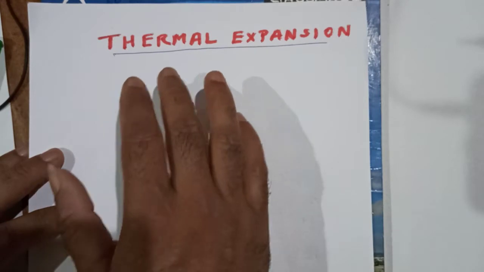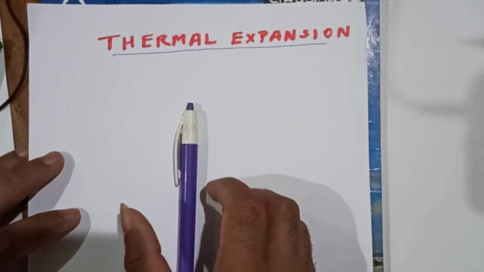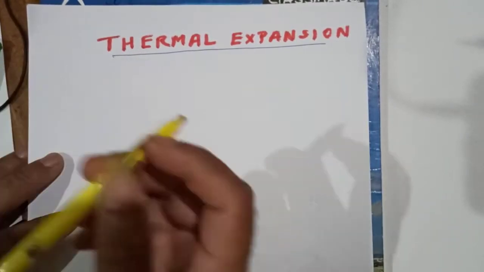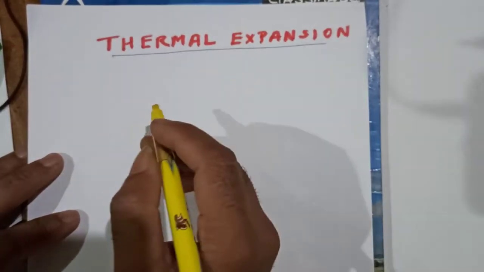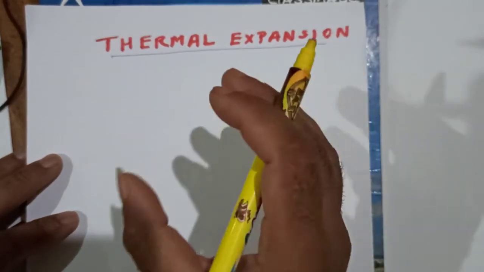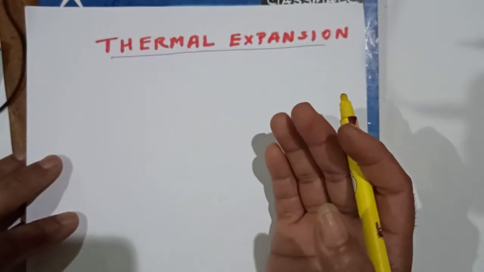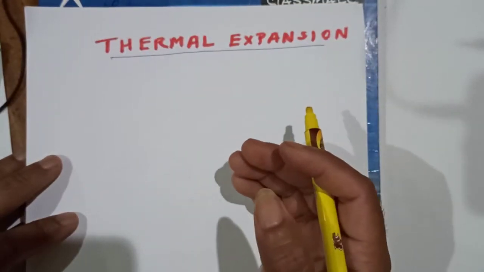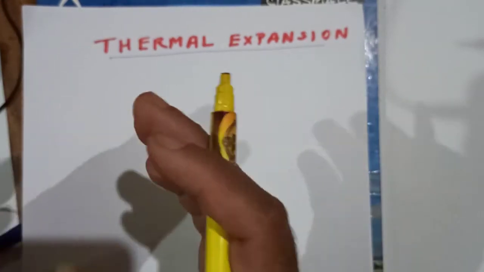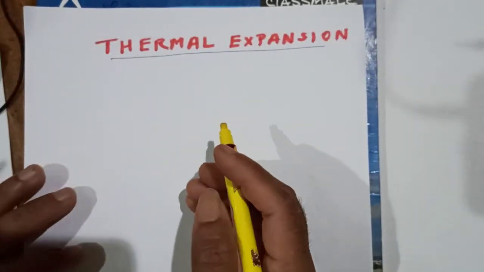So thermal expansion is of three types. We must know that thermal expansion is of three types. Thermal expansion of solids happens by giving temperature, by applying heat energy or fire. When we put a solid under fire it will expand. That is thermal expansion, simply.